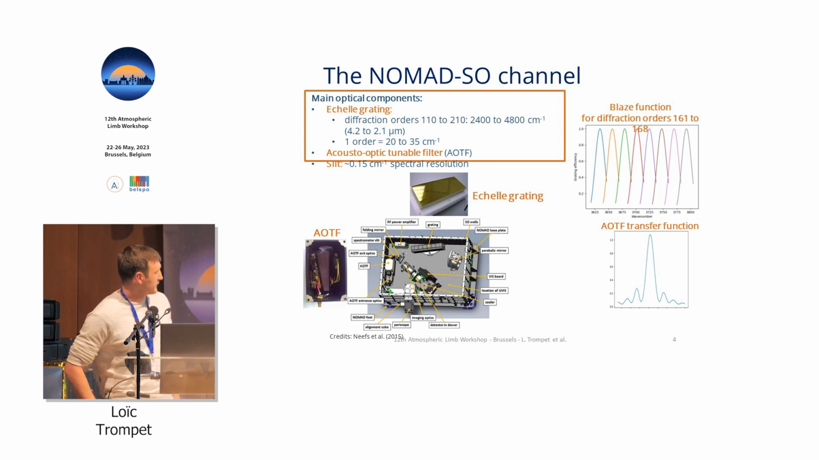On the right you have some representation. Here is the theoretical forward model for the blaze function. Those are the diffraction orders, here for diffraction orders 161 till 168. All those diffraction orders are exactly on the same position on the detector, so we have to select one of those.